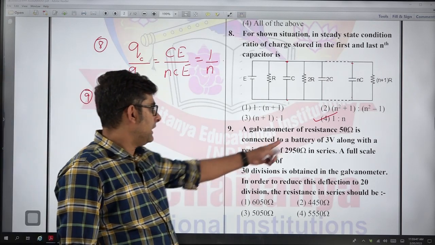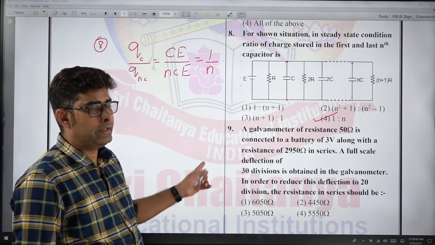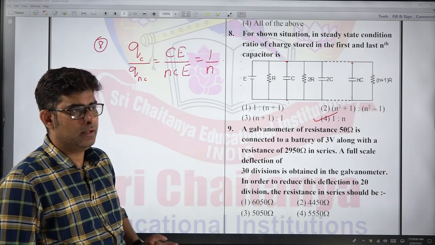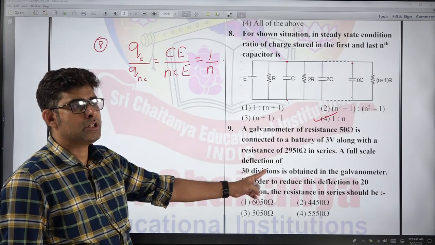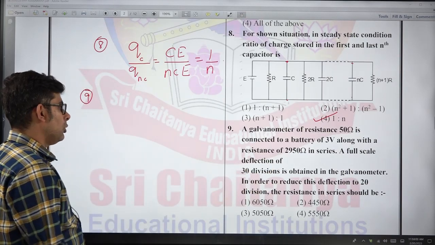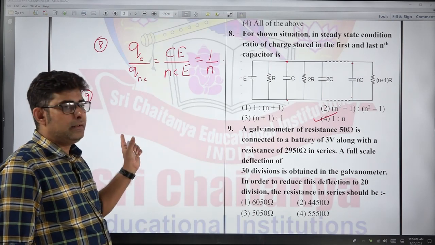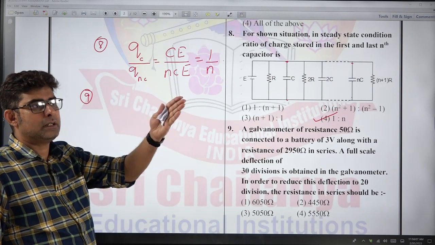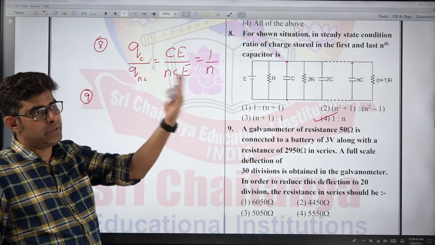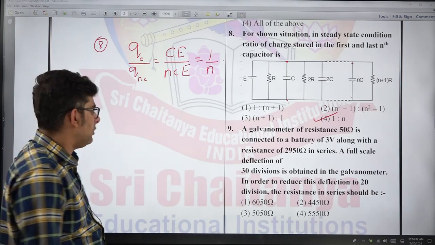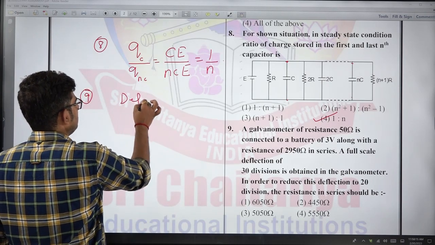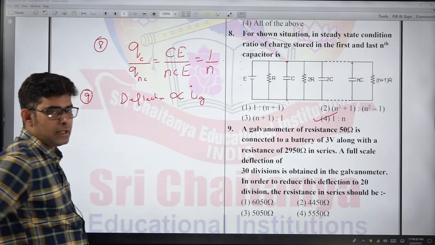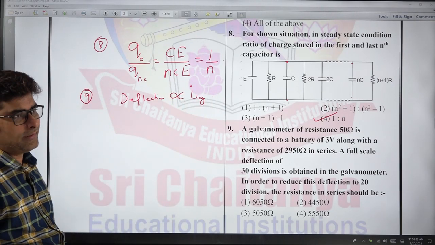We have a galvanometer whose resistance is 50 ohm connected to a battery of 3 volt along with a resistance of 2950 ohm in series. A full scale deflection of 30 divisions is obtained in the galvanometer. So you should know that the current is directly proportional to the number of divisions. As much the current, that many divisions of deflection will be observed. So deflection is directly proportional to the current passing through the galvanometer, Ig. This concept should be remembered.